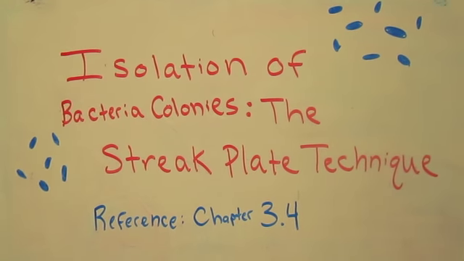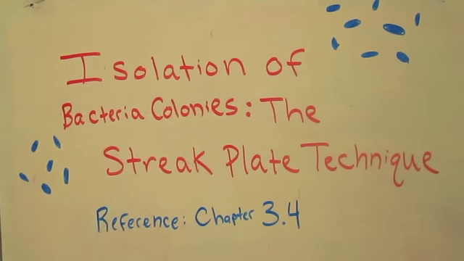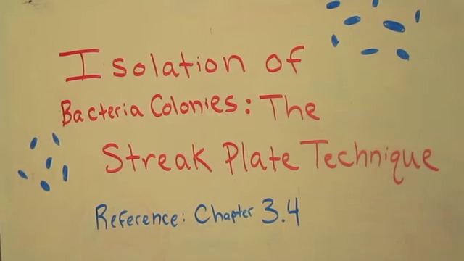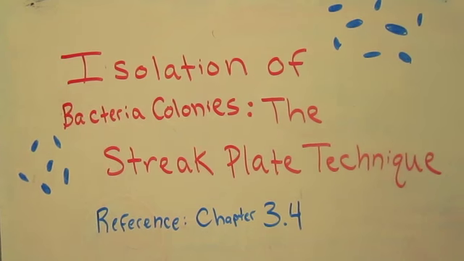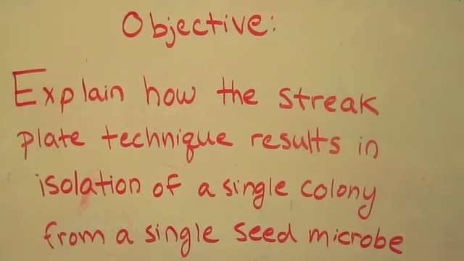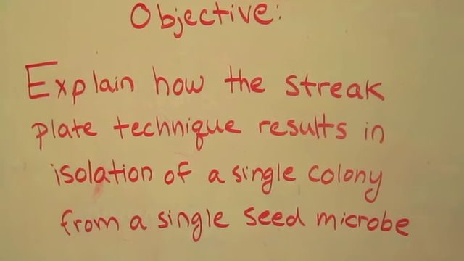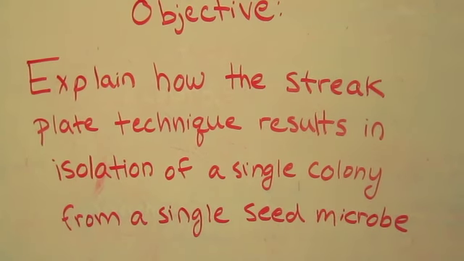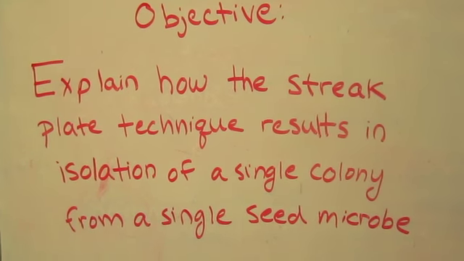This mini lecture is on the isolation of bacteria colonies using the streak plate technique, and you can reference Chapter 3.4 for more information in the Foundations of Microbiology textbook. The objective for this lecture is to be able to explain how the streak plate technique results in isolation of a single colony from a single seed microbe.